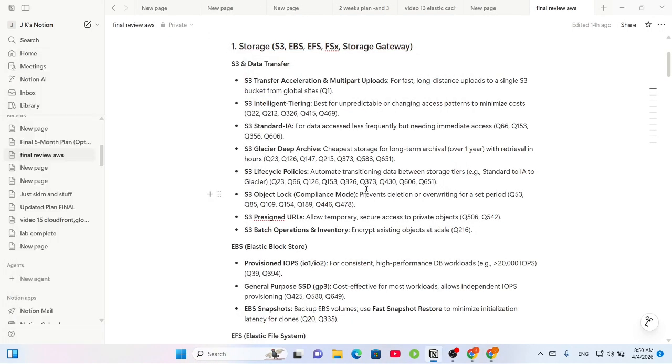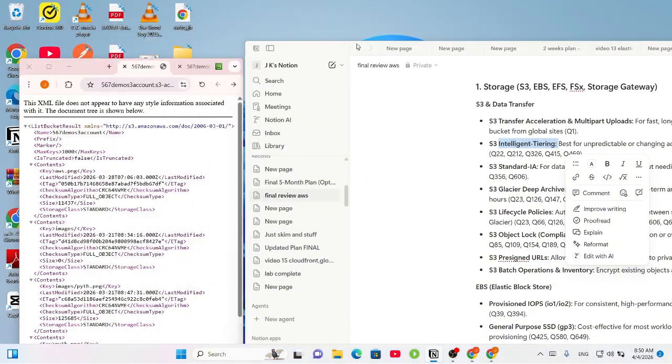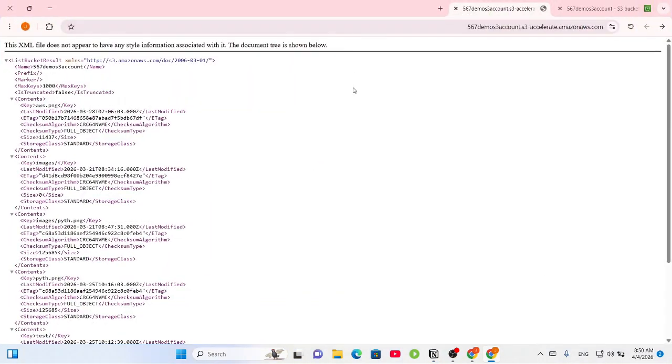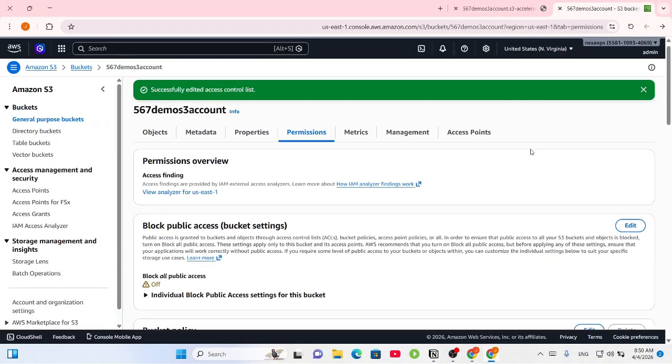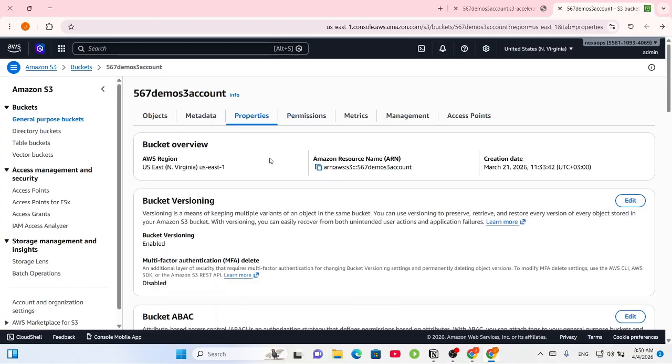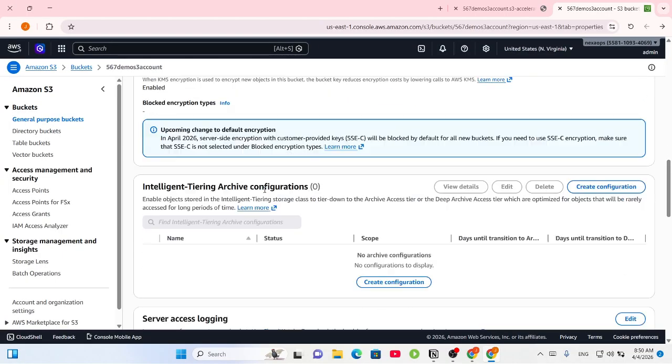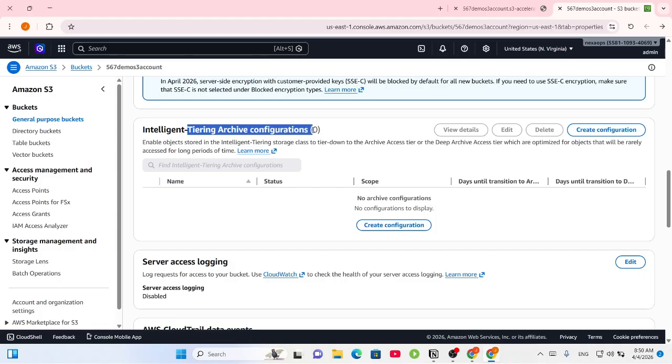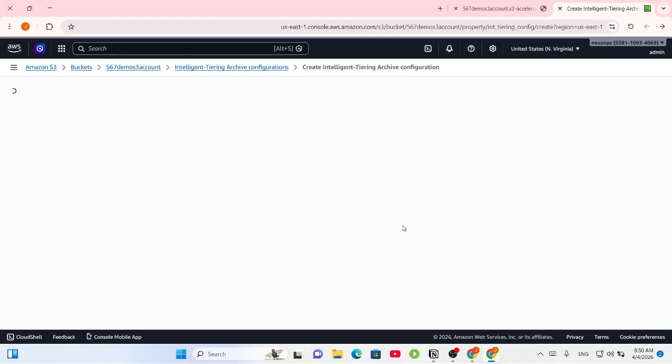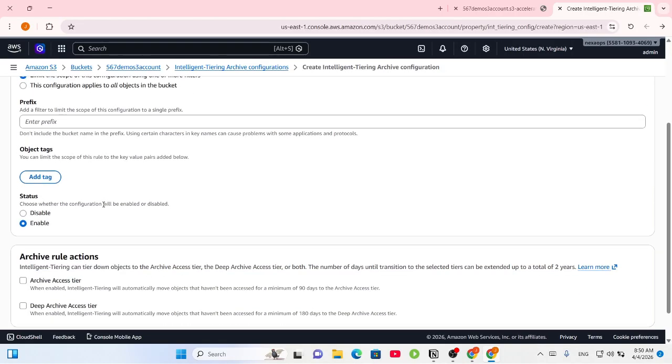That's the idea of S3 Transfer Acceleration and S3 Intelligent-Tiering. We've talked about this as well. For S3 Intelligent-Tiering, you just go to Properties. We have Intelligent-Tiering here, right? This is Intelligent-Tiering archive. You can create the configuration here.